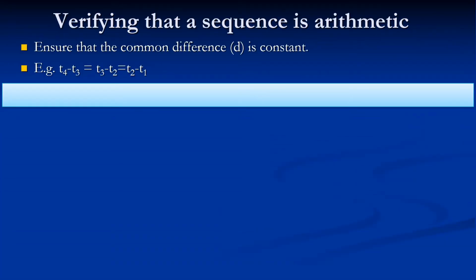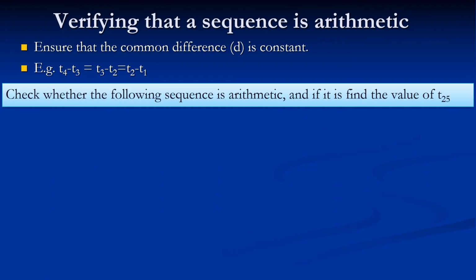Now let's verify that a sequence is arithmetic. And so we just need to ensure that that common difference is constant. So that means what? The fourth term take the third term is the same as the third term take the second term, and the second term take the first term is going to be the same. So let's check whether the following sequence is arithmetic and find the value of the 25th term.